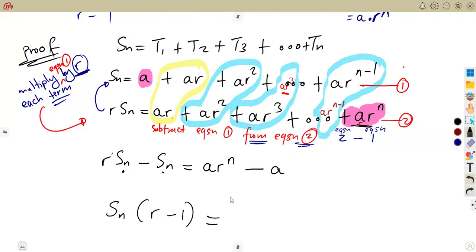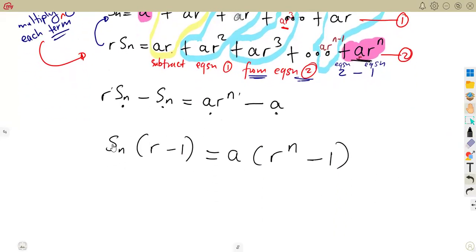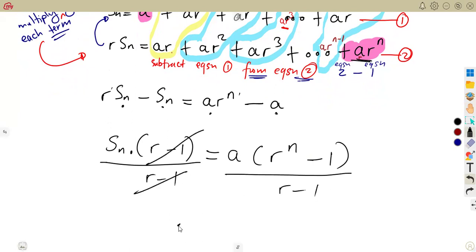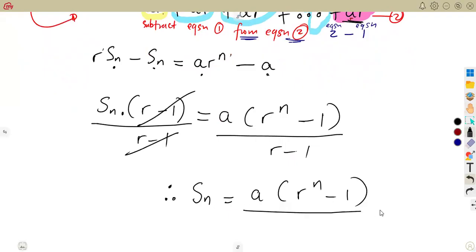You can see that on the right-hand side, a is common, so we can factor out the a. We remain with r to the exponent of n minus 1, because the a here is going to cancel. Remember, we need to find Sn. The formula is for Sn, and this is a product. So what can we do? Simply divide by the bracket of r minus 1 on both sides. So this is going to cancel. Therefore, we have the sum as Sn equals a times r to the exponent of n minus 1, over r minus 1.